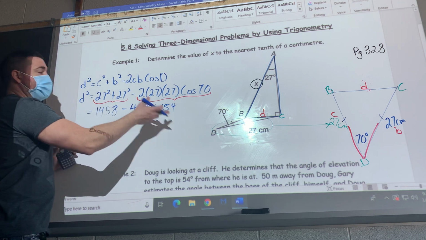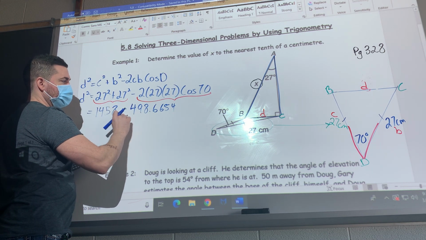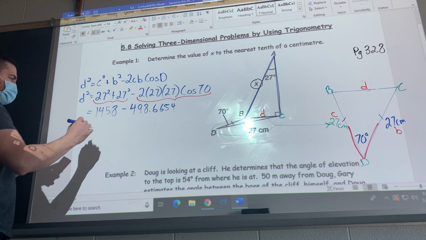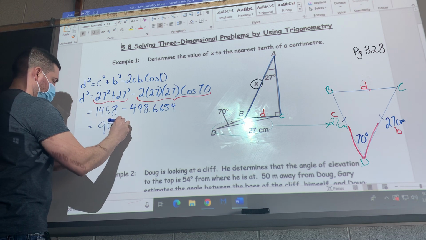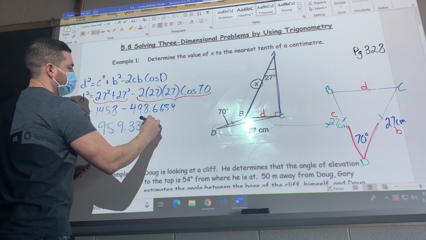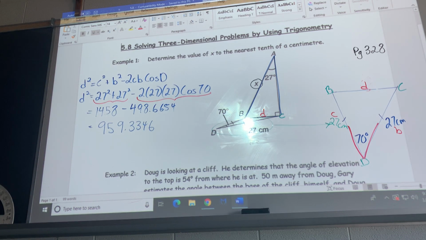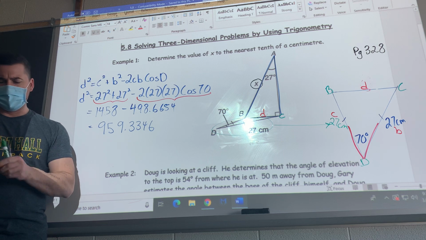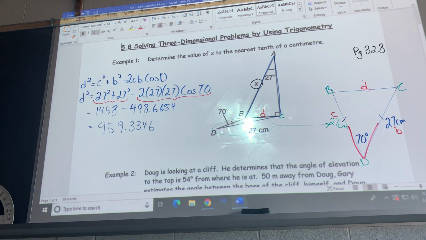Okay, so this one was not a double negative this time. It was just a single subtraction. So, 959.3346. When you get to grade 12, I tell my students to carry 4 decimal places for everything. It's just the more accurate you'll be with your answers.